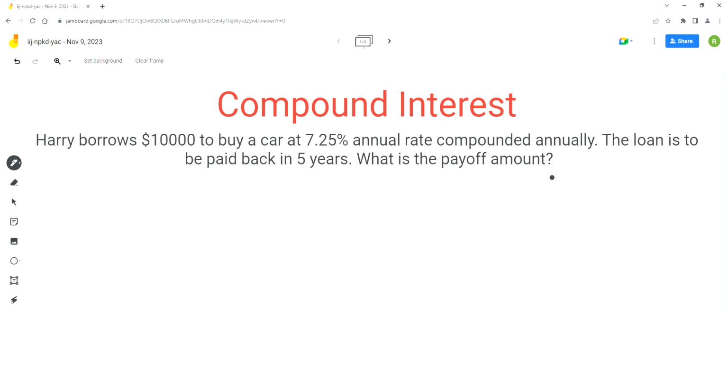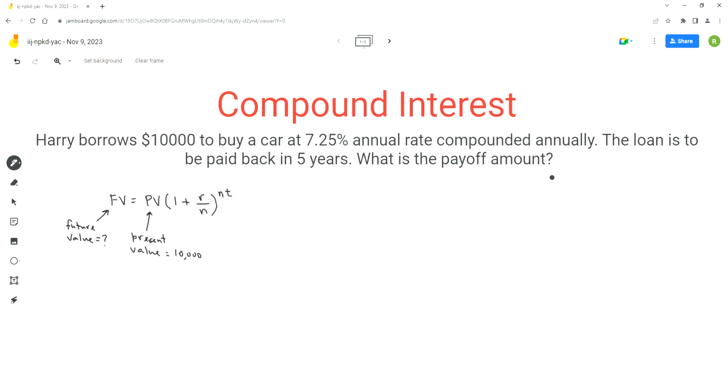The formula is future value equals present value times 1 plus r over n to the power n t. Now in this formula, FV is the future value. So in this problem, we have to calculate the future value. It's unknown. PV is the present value. And in this case, it's the loan amount, which is $10,000.